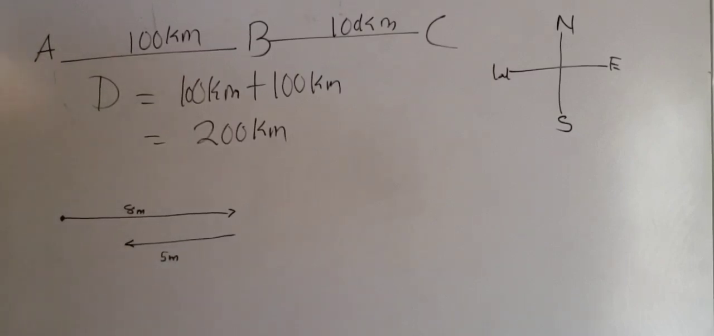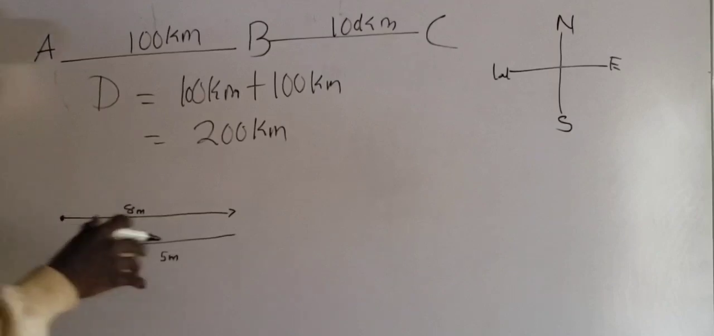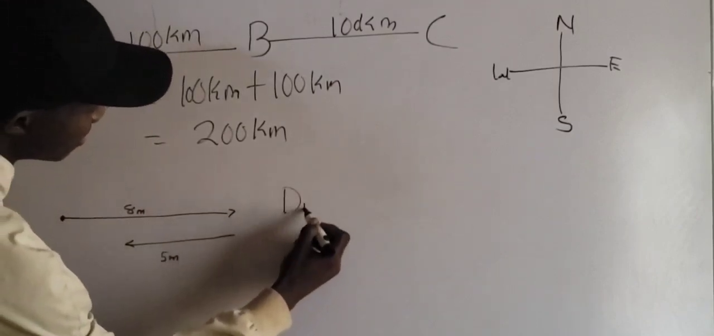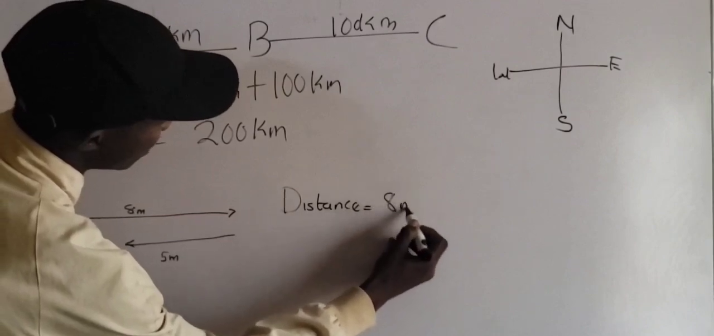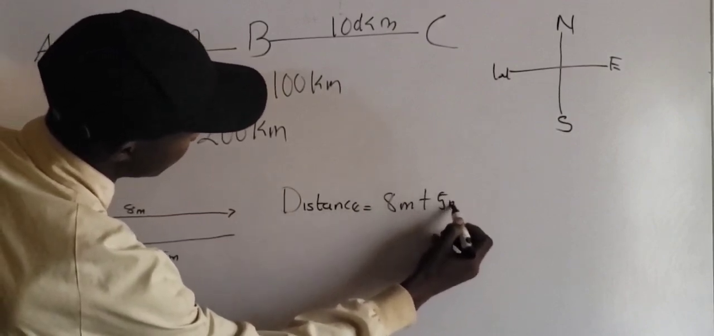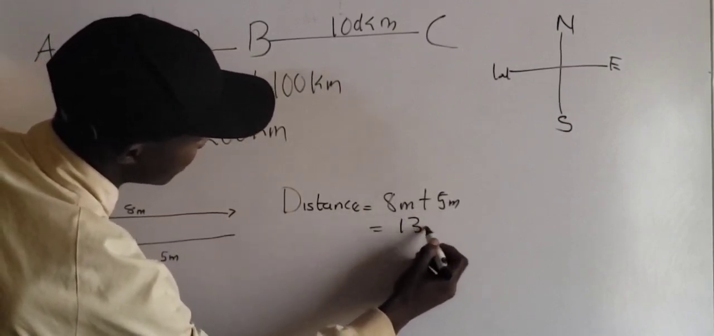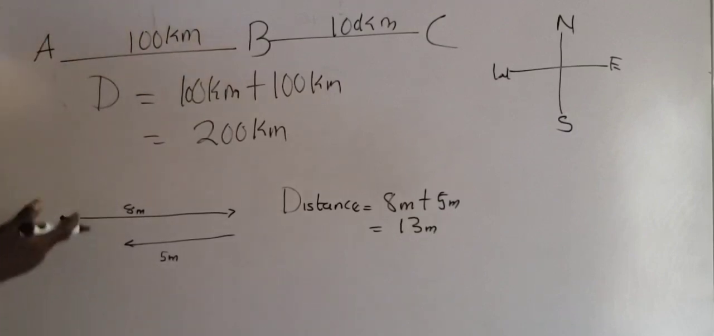Now we are told to calculate the total distance of the boy. The total distance refers to the total length traveled by an object. So the total length, the distance, is 8 meters plus 5 meters, which is 13 meters. Now, how do we determine the displacement of this boy?